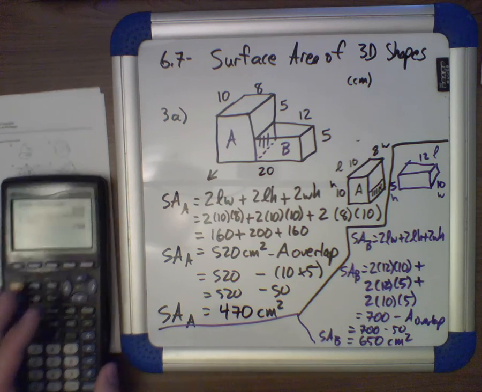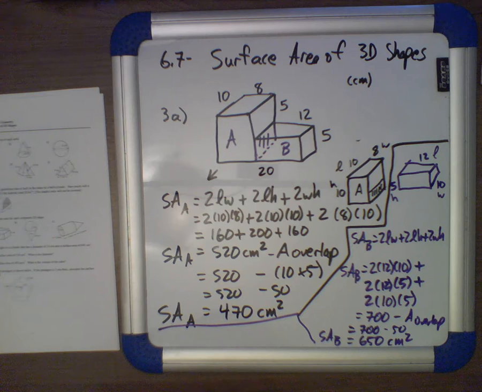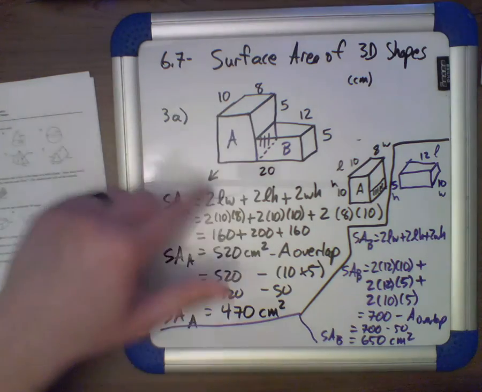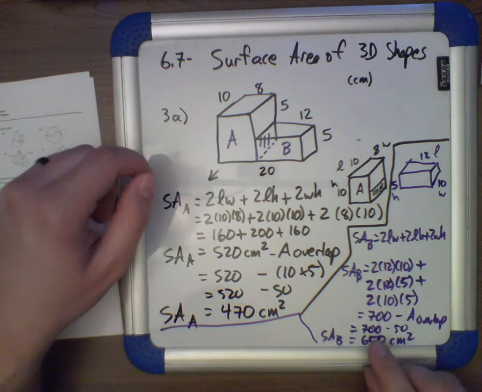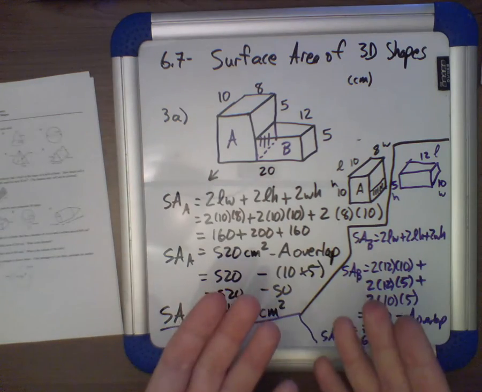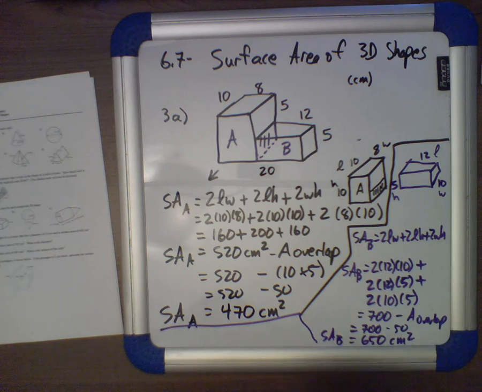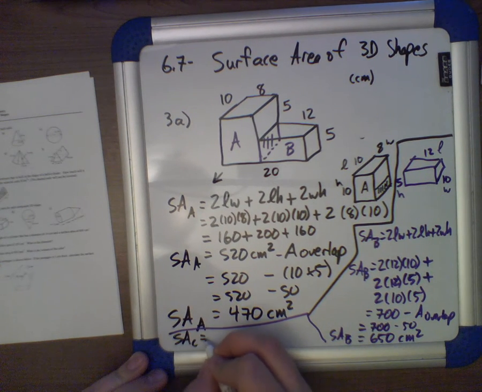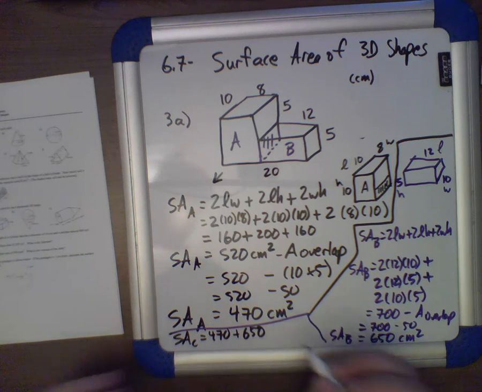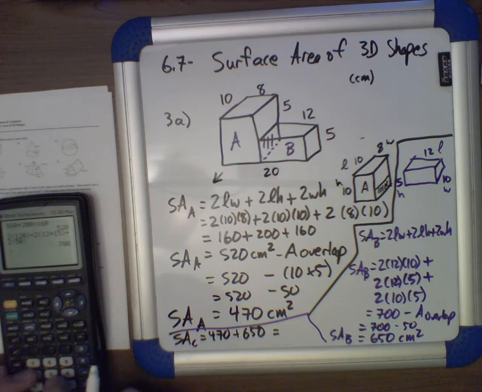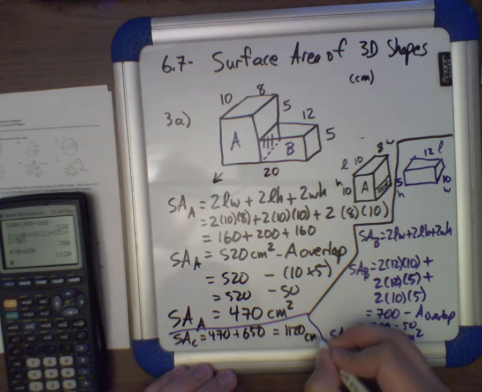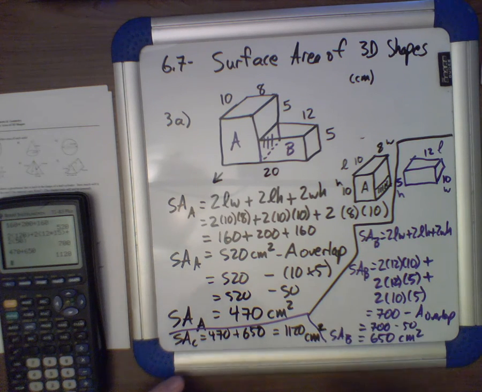But we're not quite done. What did the question say? It said find the surface area for each composite shape. I've only found the area of the individual shapes. So I found the total surface area of A, and the total surface area of B. I dealt with that overlap part that we don't include because it's not on the surface, so it's not part of the surface area. So let's add these up. Surface area of C is the surface area of A plus the surface area of B. 470 plus 650 gives us 1120 centimeters squared.